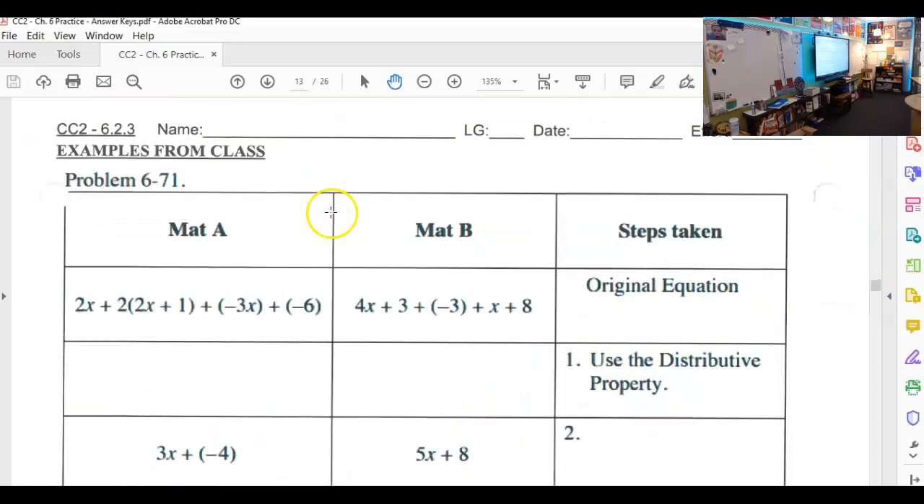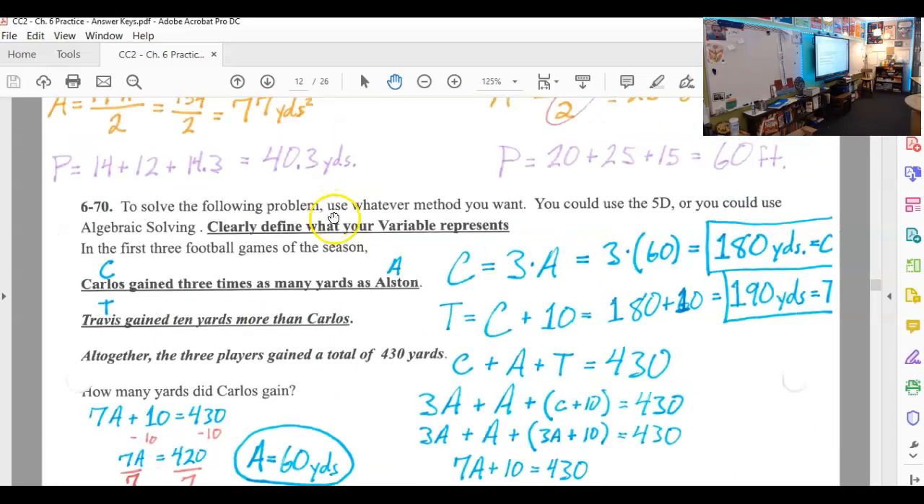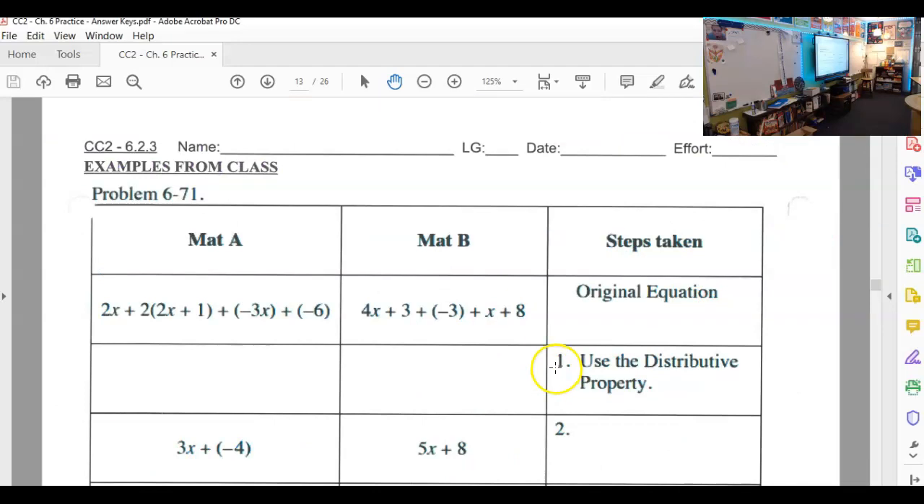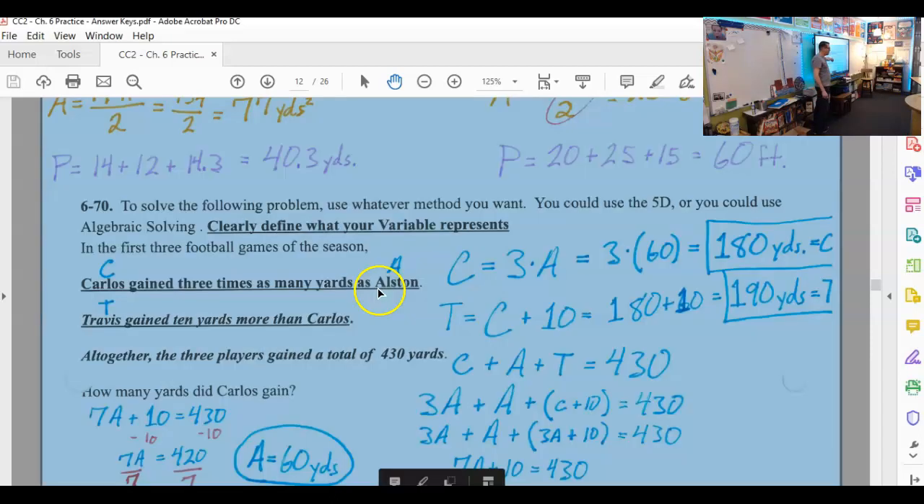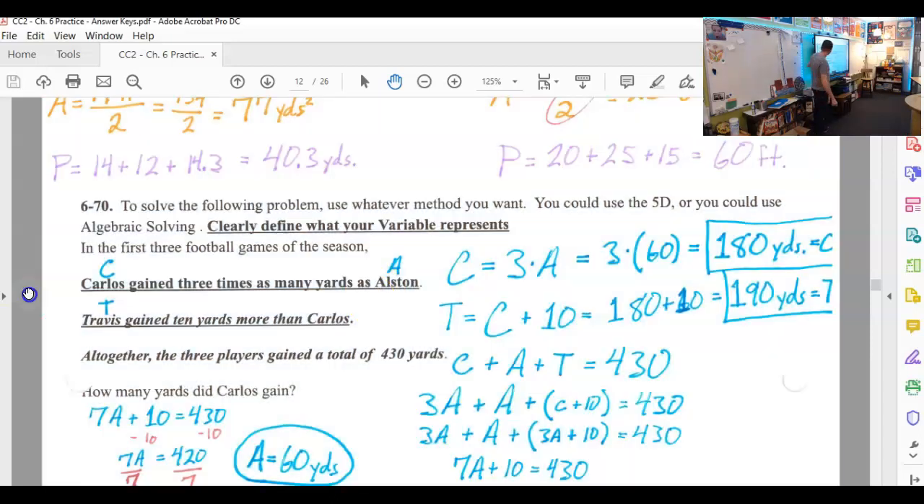So on 70, there's a lot of work that goes along with that. I set up Carlos. I set up Travis. And then I also set up, what's my A? Alston. I used A for my Alston. So we got Carlos, Travis, and Alston. We got 3 people involved in number 70. Any questions? Now to ask questions, you would have had to have tried this.